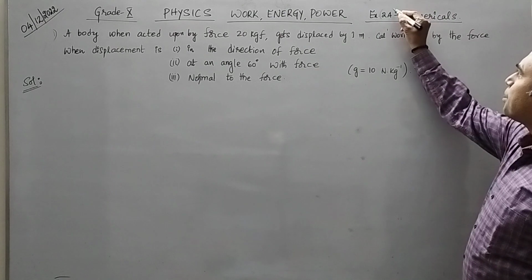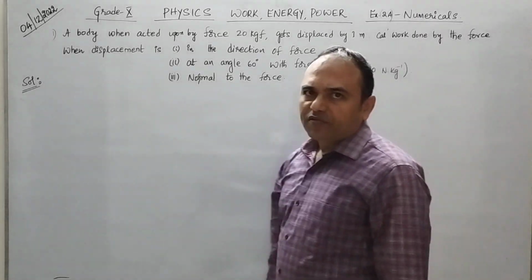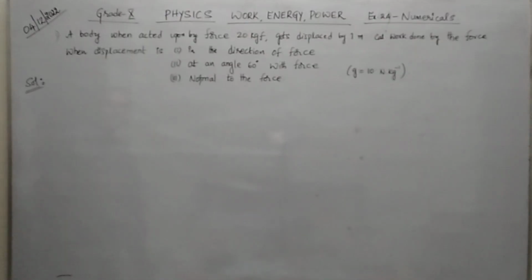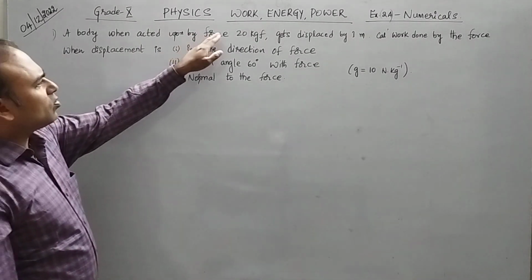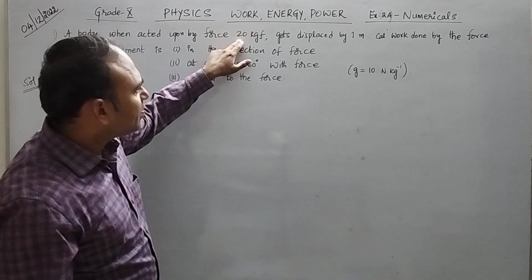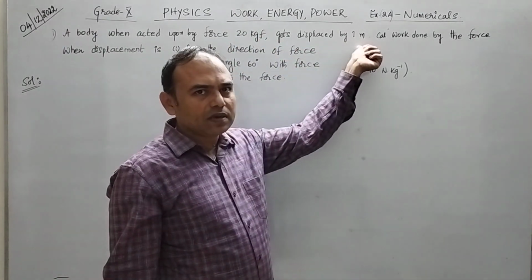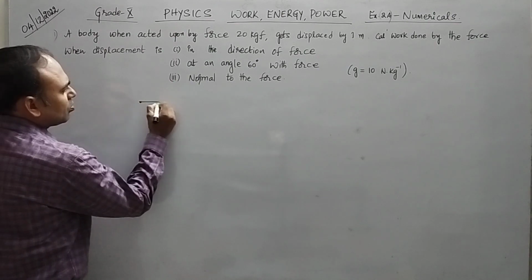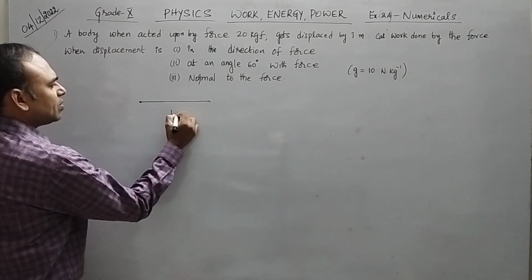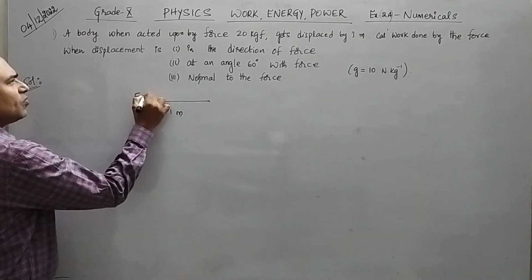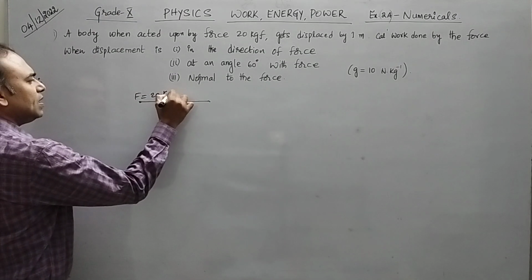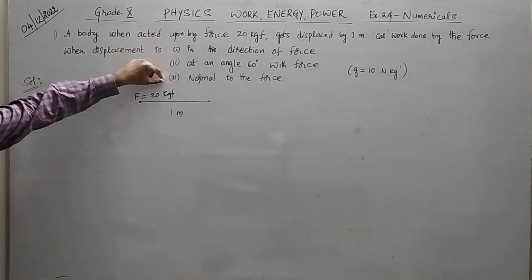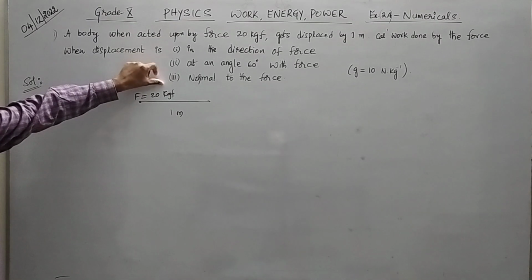Exercise 2A. Because we are okay with the theory, we can directly go to the numericals. First one: a body, when acted upon by a force of 20 kgf, gets displaced by 1 meter. For example, if there is a body at this point, it moves from this to this, the displacement is 1 meter. And the force applied on that is 20 kgf. Now they are asking, in three conditions, what is the work done by the force.